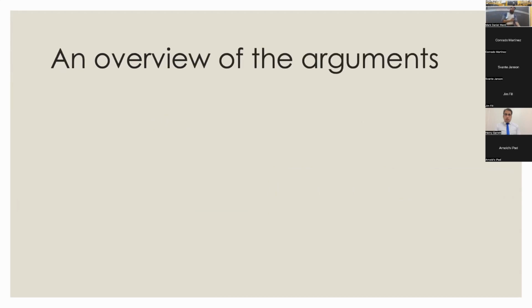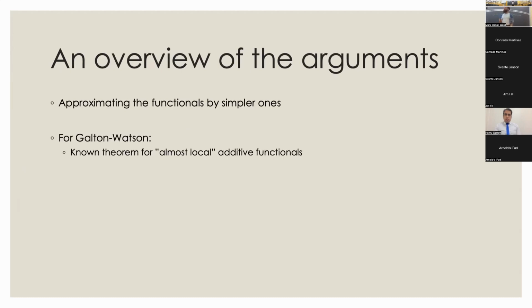So the arguments we use there, at first glance, look quite different, because in one case we apply a known theorem, and in the other one we have to do some more calculations ourselves. But the idea in both of these cases is that we approximate the functionals that turn out to be somewhat difficult to analyze. We approximate them by simpler ones by introducing some sort of cutoff to make things easier for us. So for Galton-Watson trees, this is already done in a theorem for almost local additive functionals, which I will show you soon. So the approximation part is hidden within this theorem, but it's still there.